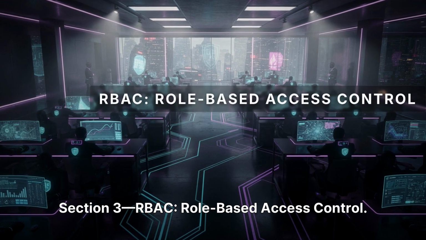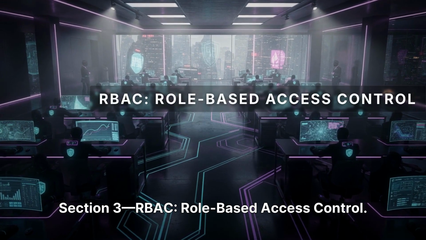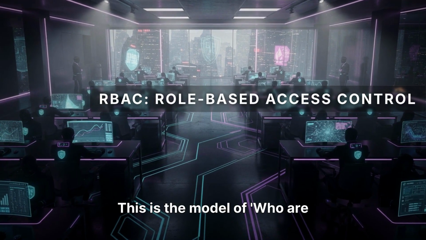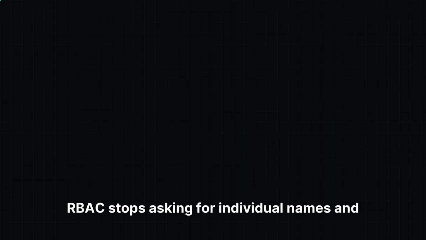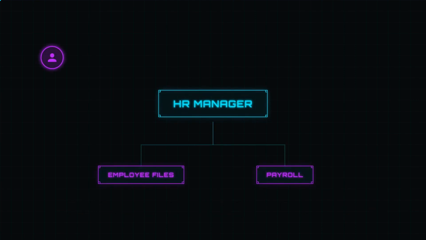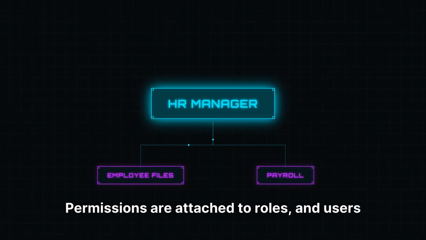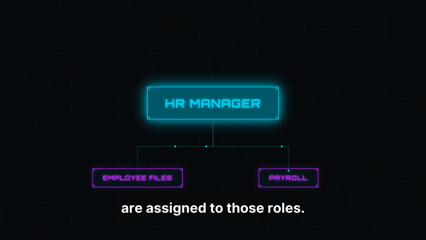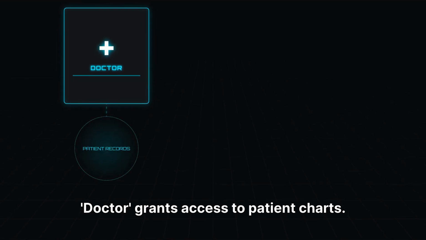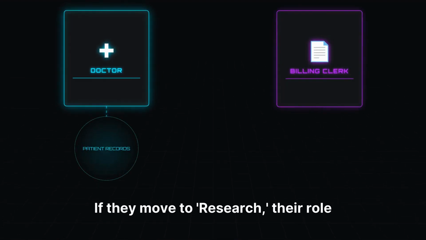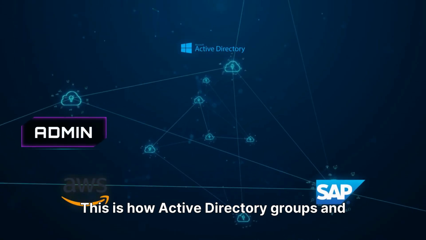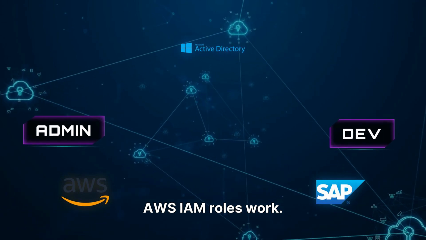Section 3, RBAC, Role-Based Access Control. Welcome to Floor 3, the corporate standard. This is the model of who are you and what do you do. RBAC stops asking for individual names and starts asking for job functions. Permissions are attached to roles, and users are assigned to those roles. When a doctor logs in, the role doctor grants access to patient charts. If they move to research, their role changes and their access follows suit. This is how Active Directory groups and AWS IAM roles work.